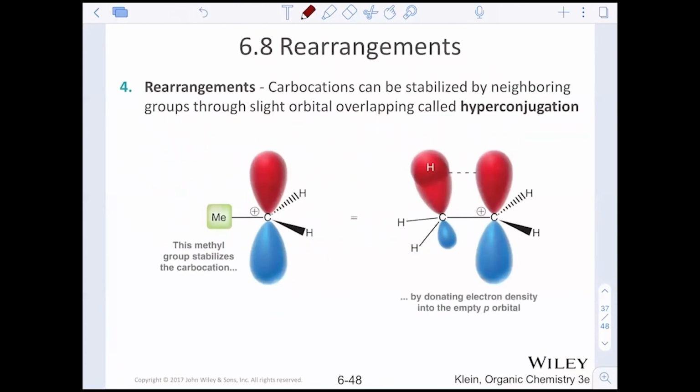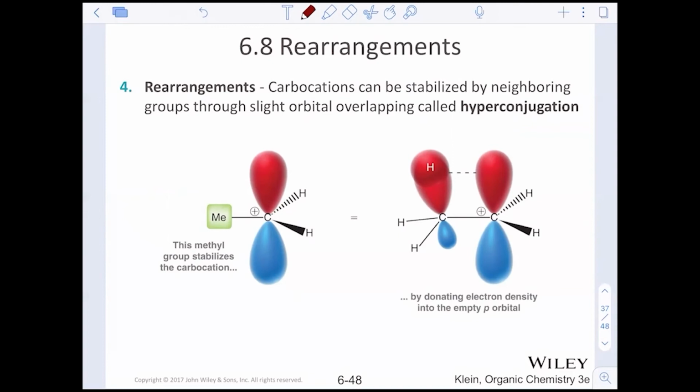Rearrangements. Carbocations can be stabilized by neighboring groups. The orbital overlap that's happening here with a carbocation is called hyperconjugation, very similar to our staggered formation, why staggered was more stable than eclipsed.